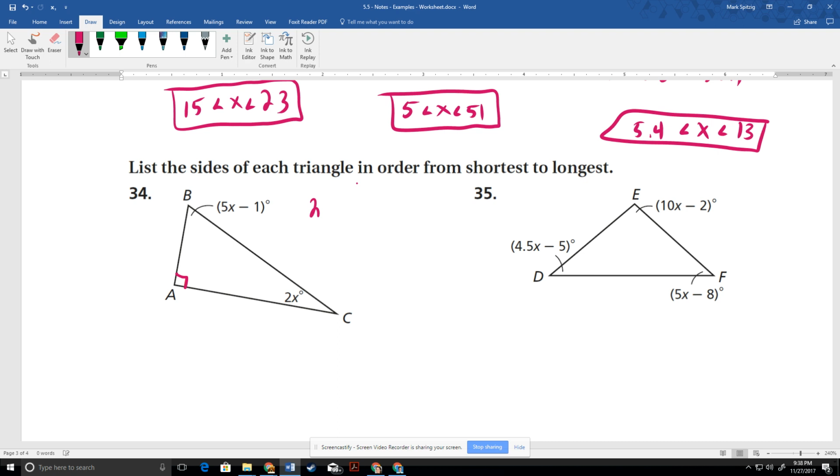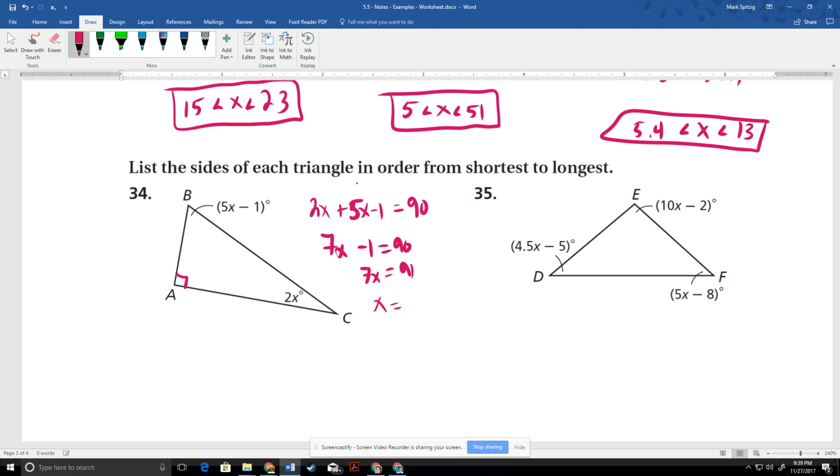So I know that 2x, this angle, and 5x minus 1, this angle, have to equal 90 in this case. So this is going to get me x, which is going to give me the angles, which means I can classify them. So there's a few intermediate steps in here. So we get 7x minus 1 equals 90. So we get 91 equals 7x. And so we divide 91 by 7, and we get 13.